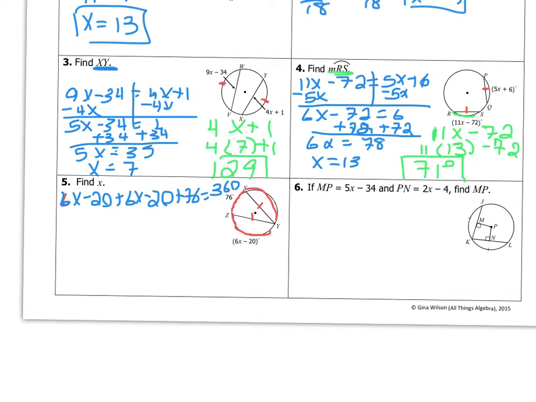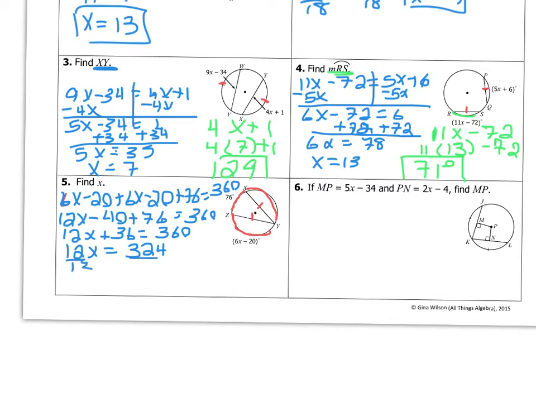So we're just going to combine our like terms. So we've got 12x minus, let's see, 40 plus 76 equals 360. 40 plus 76, so 12x plus 36 equals 360. So if I take away 36 from 360, I get 324. And then divide by 12. And remember, we're solving for x, so x equals 27.